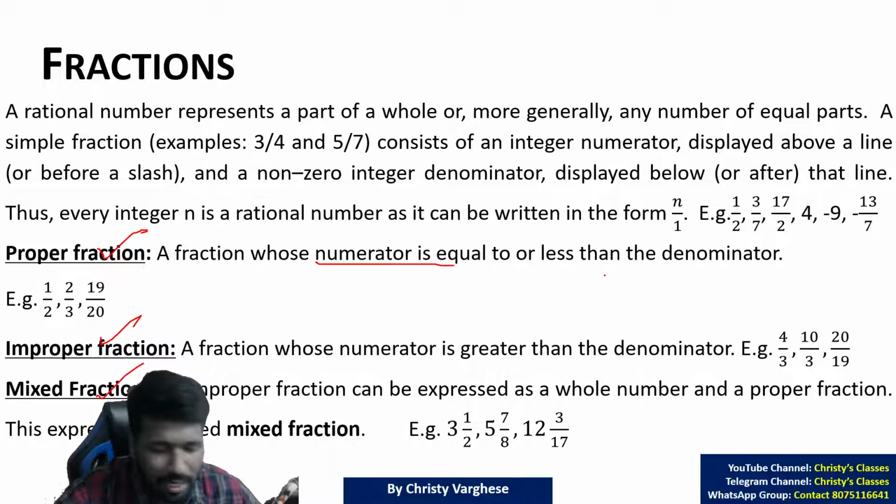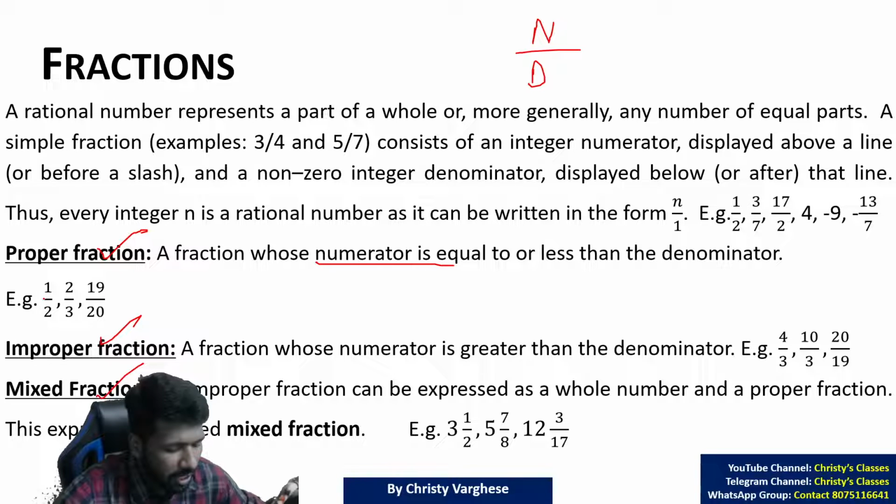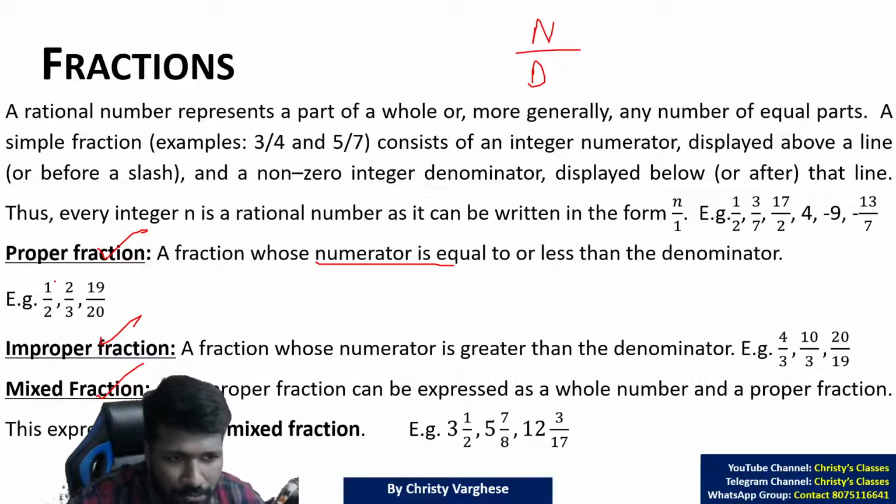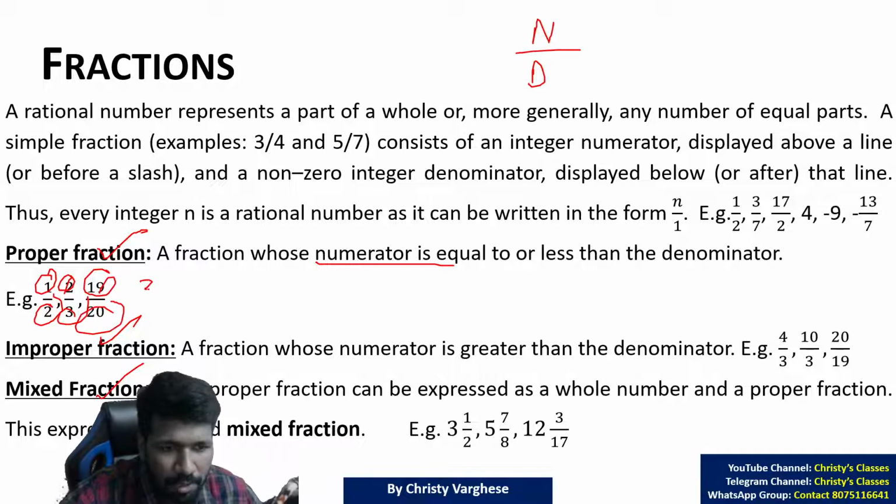Numerator is equal to or less than the denominator. Numerator means the number on the top and denominator means the number on the bottom. So numerator less than or equal to denominator. If numerator is more than denominator, that is not a proper fraction. 1 by 2 is proper, 2 by 3 is proper, 19 by 20 is proper, but 21 by 20 is not proper.